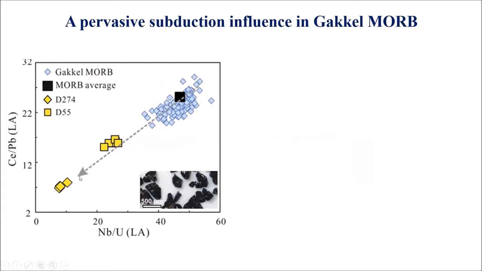Indeed, it is not just these two stations that show the clear subduction influence. If we look at all the Gakkel MORB shown by the blue diamonds here, they show linear correlations in the niobium, uranium to cerium, lead plot. They're trending towards the arc-like samples in the Eastern Gakkel. Such a trend actually suggests a pervasive subduction influence in the Gakkel MORB.